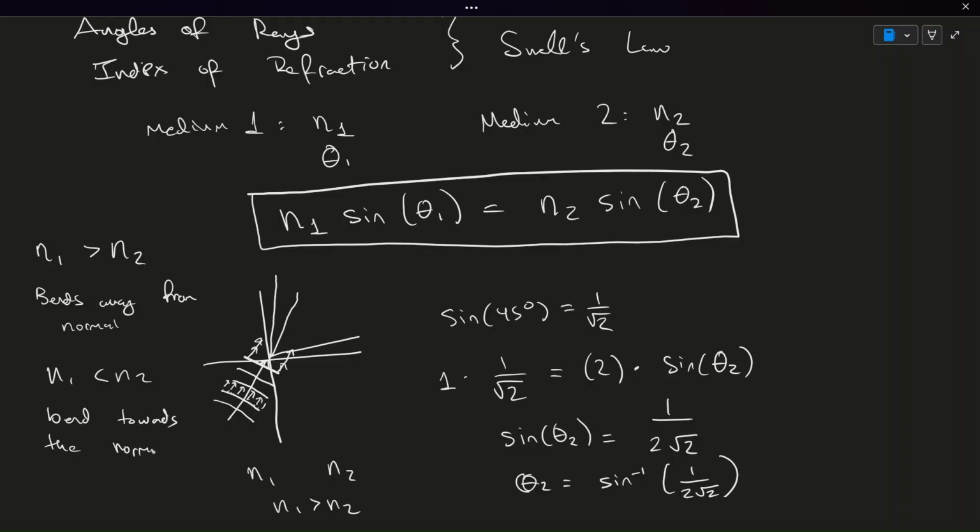Anyways, you don't have to think of it that way because it's not exactly how light works, but it's a nice visual image. You could also rewrite this equation: if you divide both sides by n2, sine theta 1 times n1 over n2 equals sine theta 2. If n1 is larger than n2, then n1 over n2 is greater than 1, which means sine theta 2 is going to have to be bigger than sine theta 1.